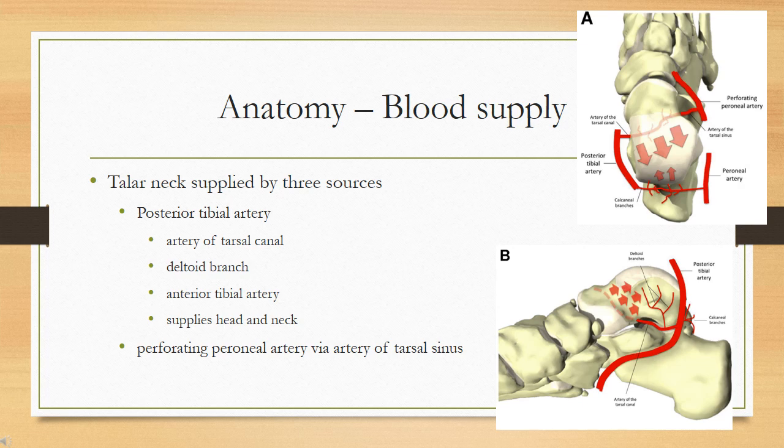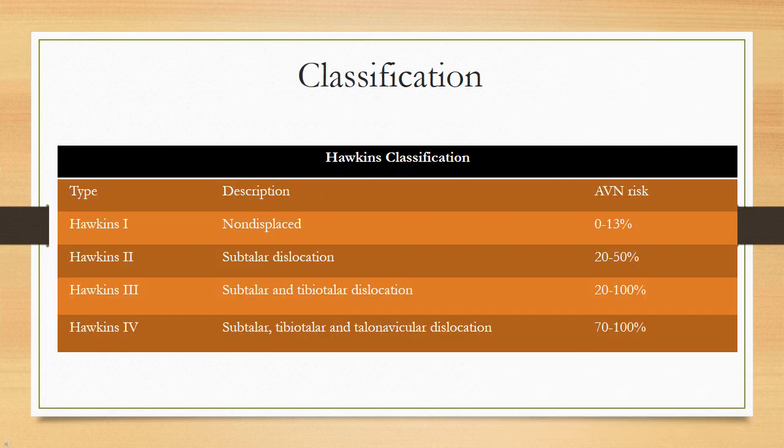Secondly, the anterior tibial artery supplies the head and neck of the talus through dorsal branches. Thirdly, the perforating peroneal artery, via the artery of the tarsal sinus, also supplies the head and neck, forming an anastomotic network. Because most of the talar body depends on retrograde blood flow, displaced talar neck fractures have a high risk of avascular necrosis. Hawkins classification is used to classify talar neck fractures and is important because it correlates with the risk of avascular necrosis.